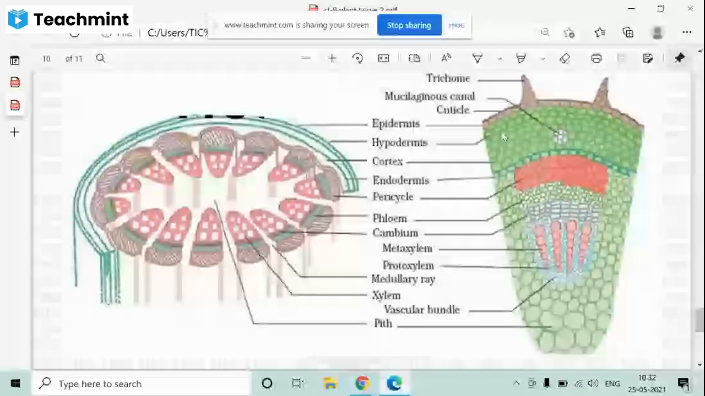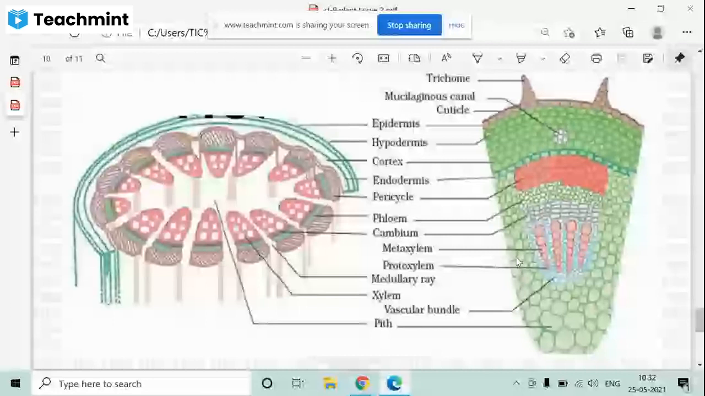Then endodermis. Endo means inside, derma means skin. One covering is there. Then comes cortex. This cortex is also a parenchyma tissue. They are also known as packing tissues, isn't it? And then hypodermis, below epidermis is called hypodermis, and on top is epidermis, and then cuticle, the waxy coating. Clear? So this is a transverse section of a dicot stem.